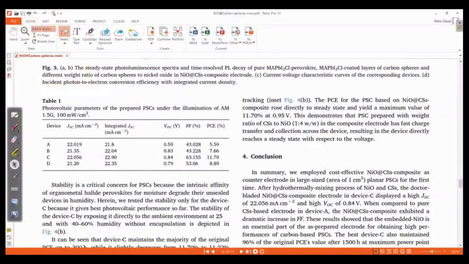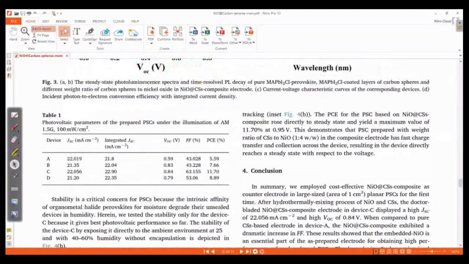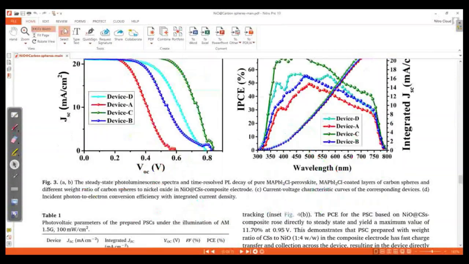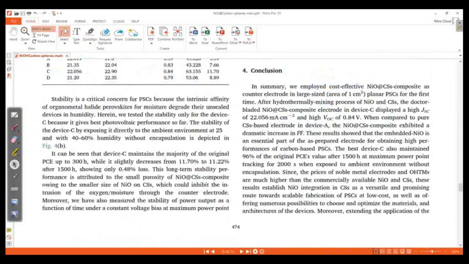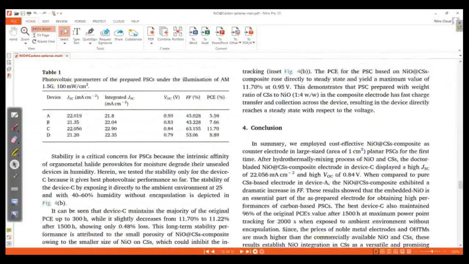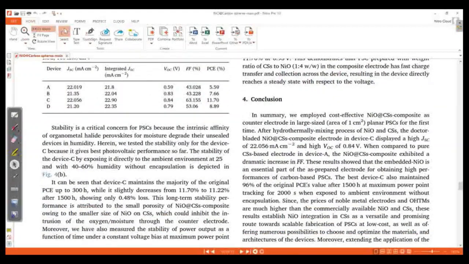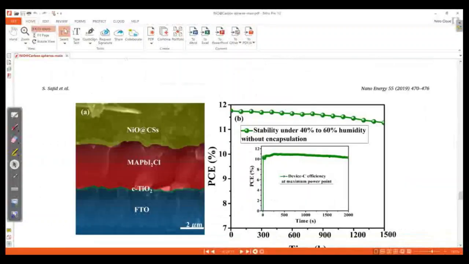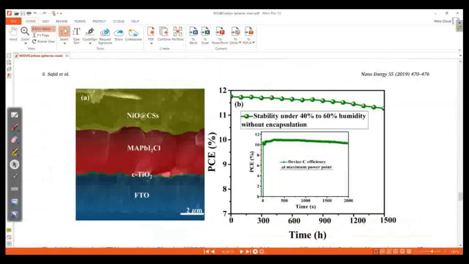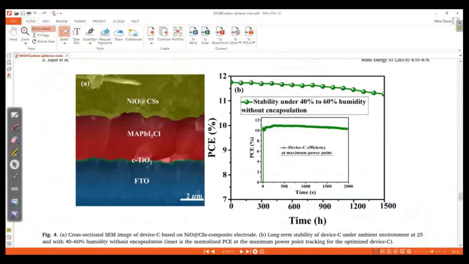And similarly, this section can also be supported by the tables, as we have discussed before. These are the stability results. Also, this is the experimental section.